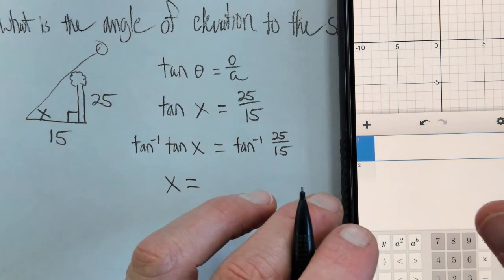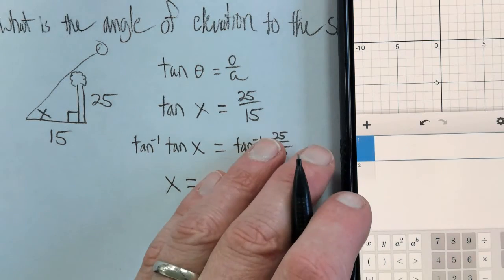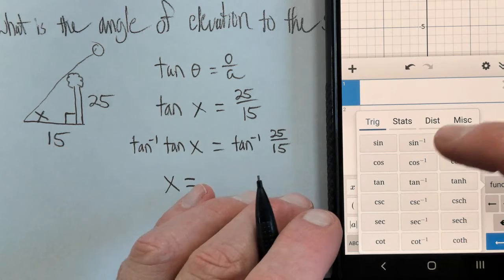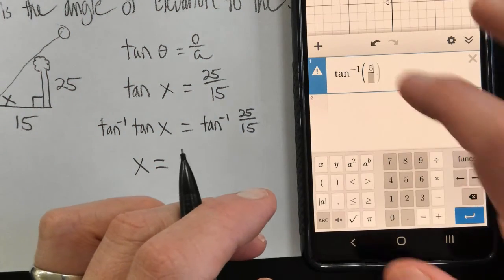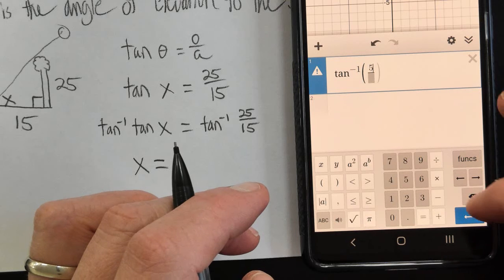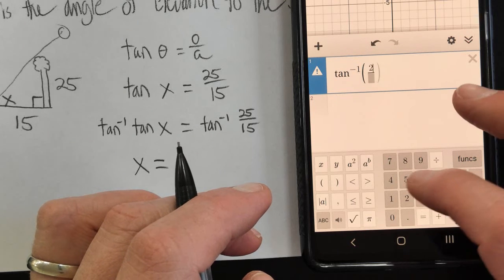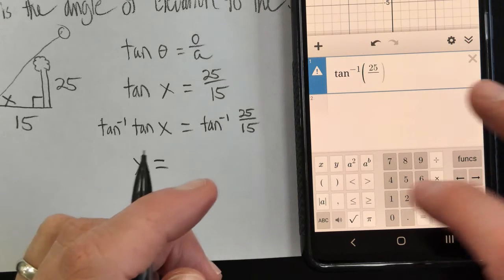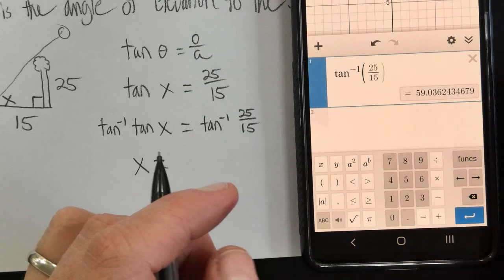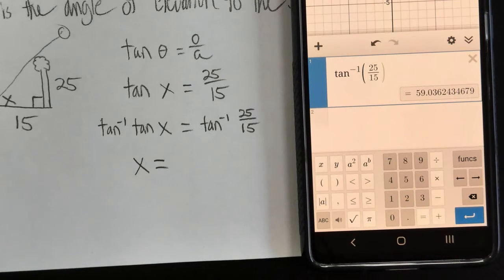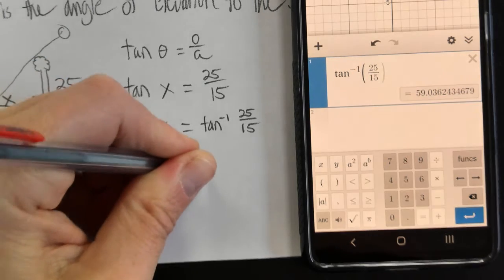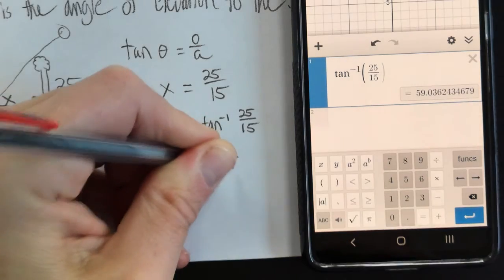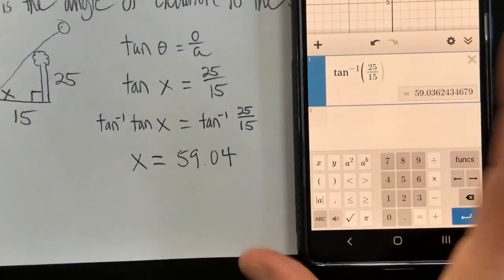equals. So again, we're still in degrees, which is good. So I'll go here, I'll go inverse tangent, and I need a fraction, 25 over 15. And so my degree measure of my angle is 59.04 degrees. All right? And so that's your idea.